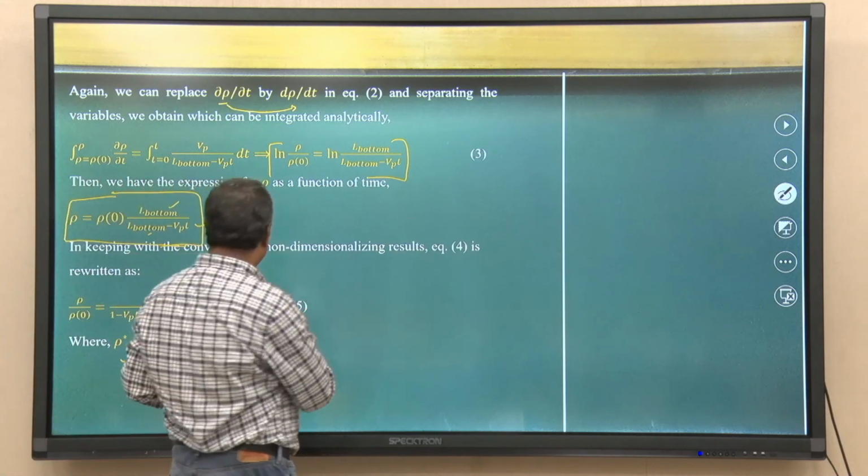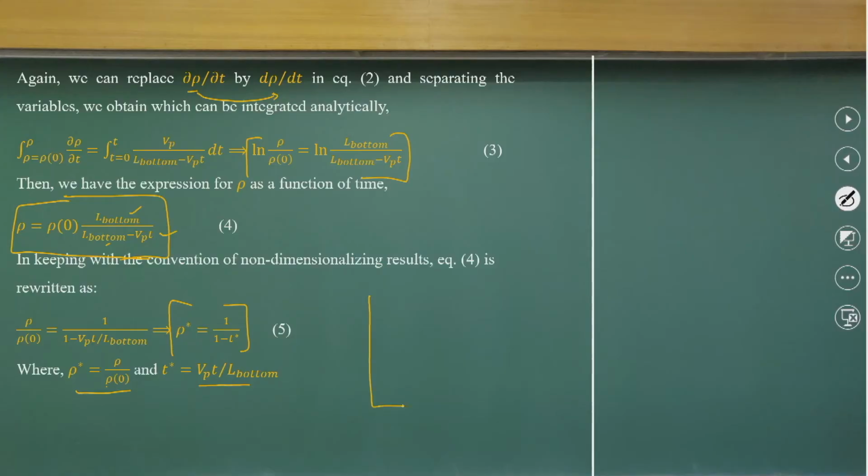See, if I plot this part in a non-dimensional form, T star starts from 0 and goes up to 1, and this value goes up to 3. If it goes up to 0.8, you will have a relationship something like this. You can just plot it.